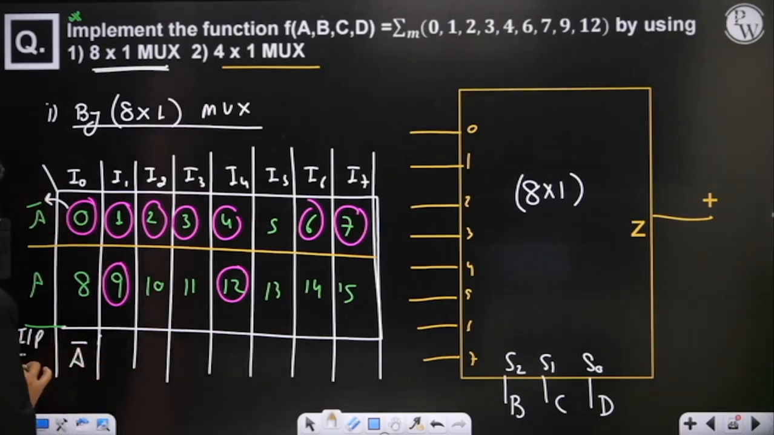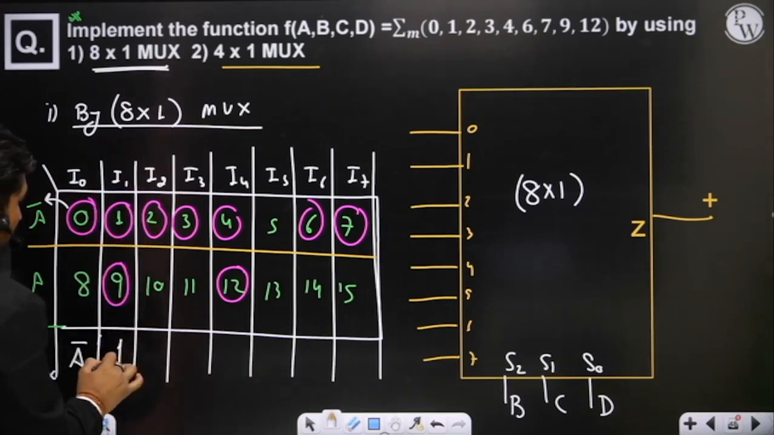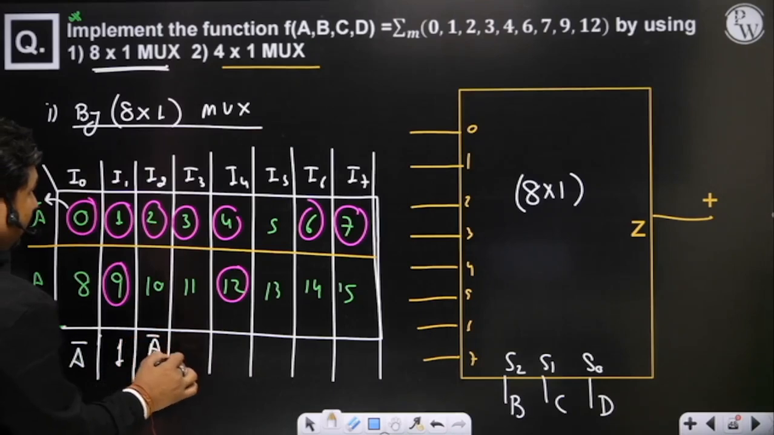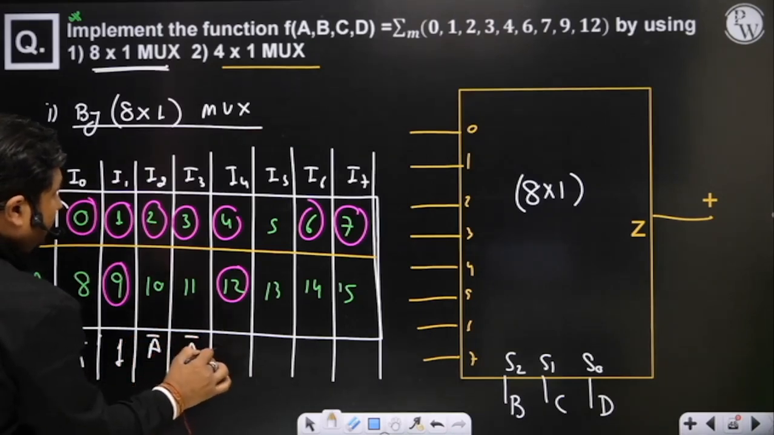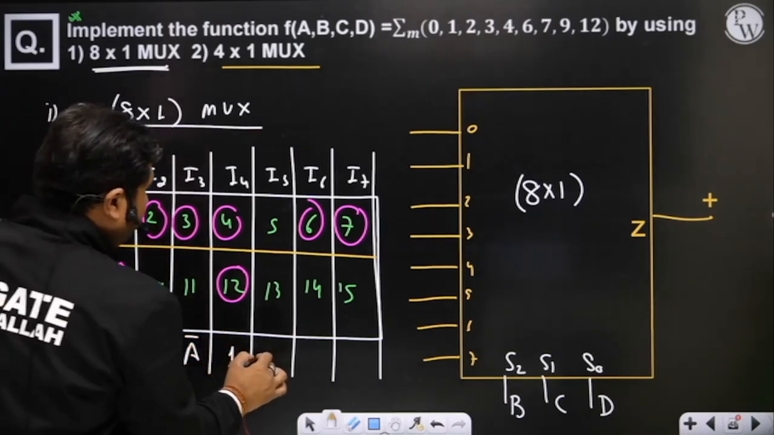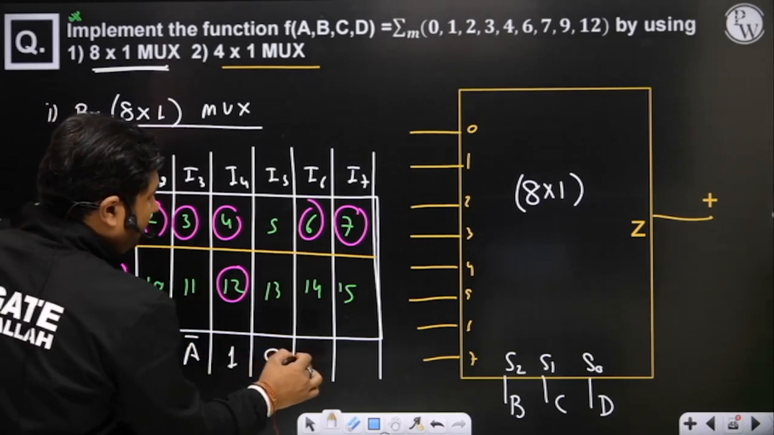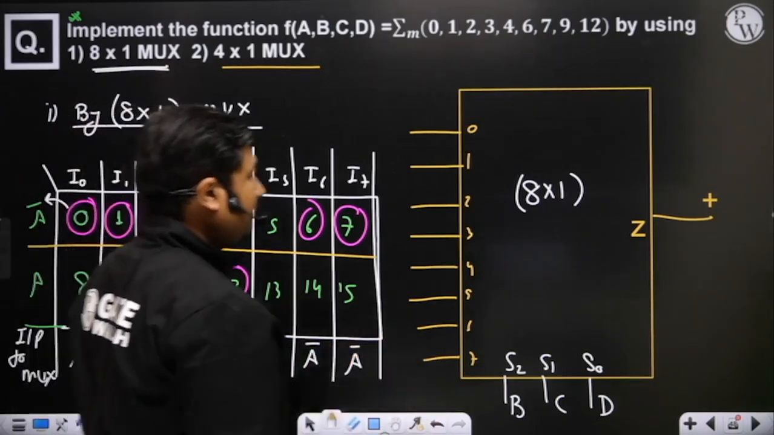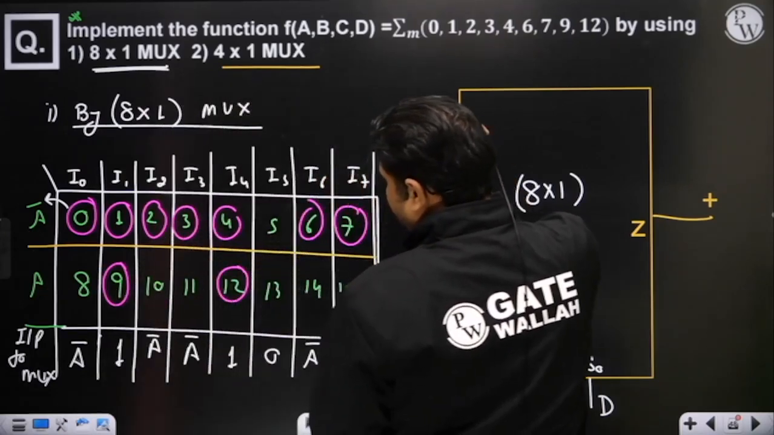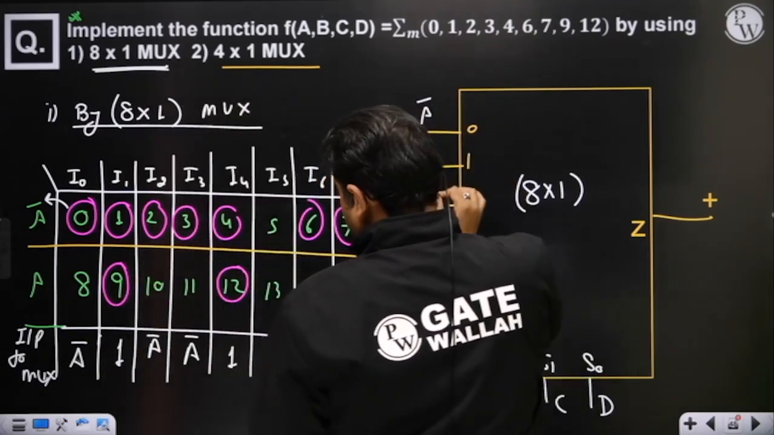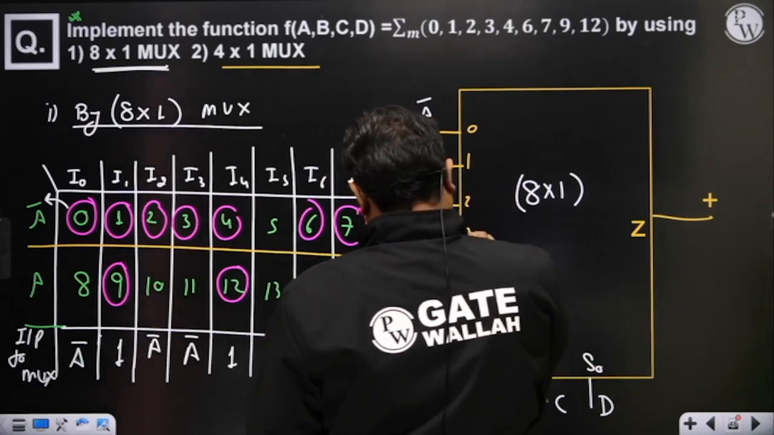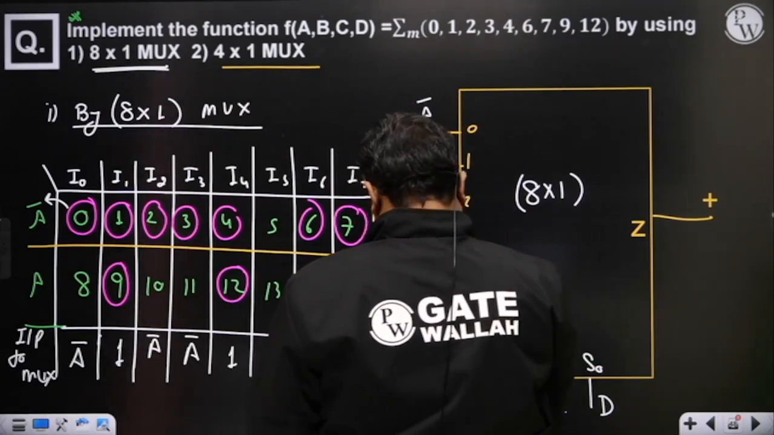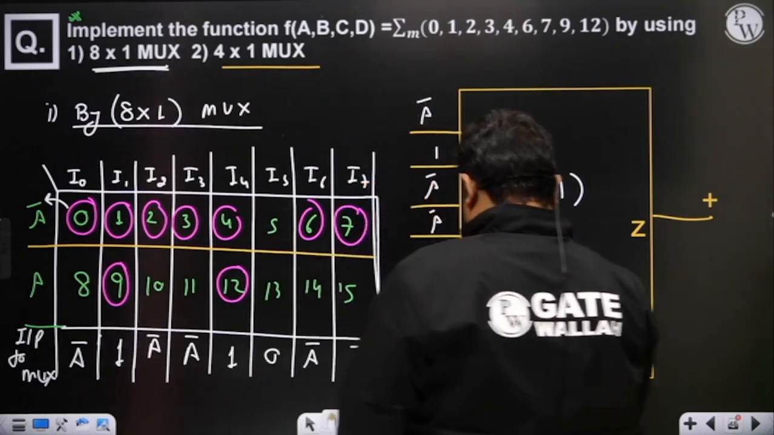So the inputs to the multiplexer: we have A bar on the I0 pin, 1 on I1, A bar on I2, A bar on I3, 1 on I4, 0 on I5, A bar on I6, and A bar on I7. So the function will be implemented by connecting A bar, 1, A bar, A bar, 1, 0, A bar, A bar. Is it okay?